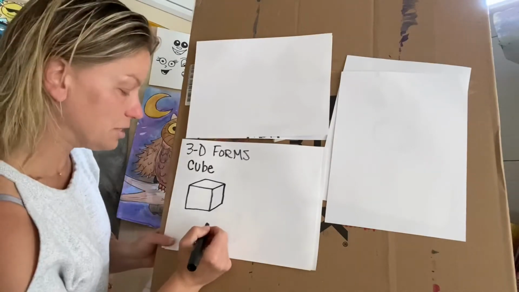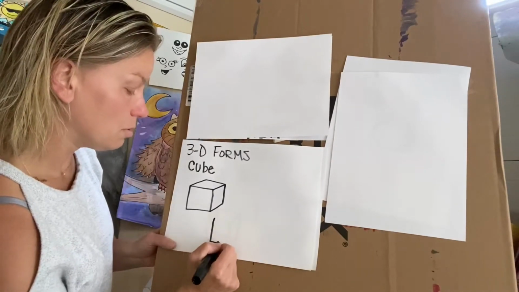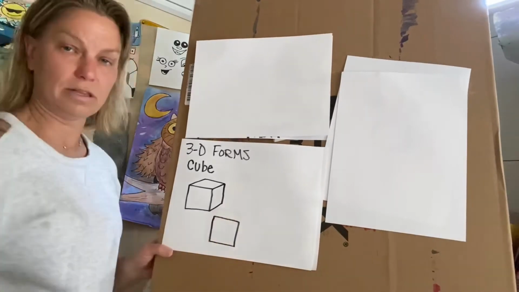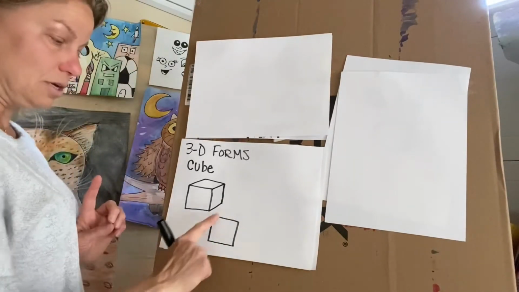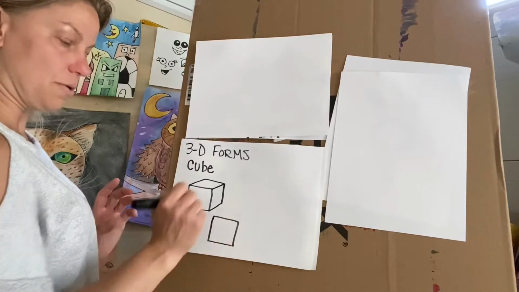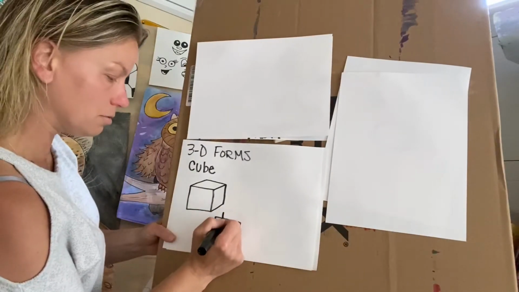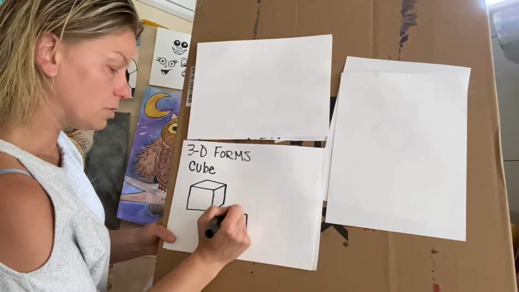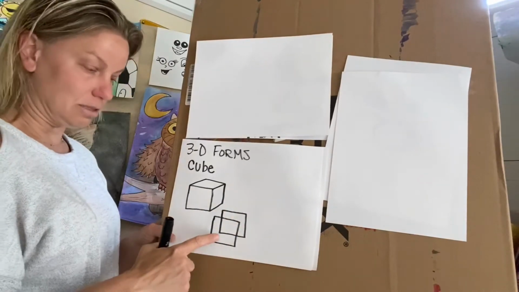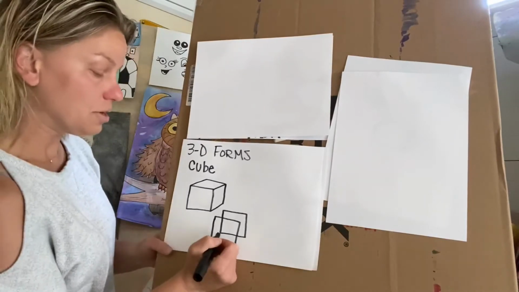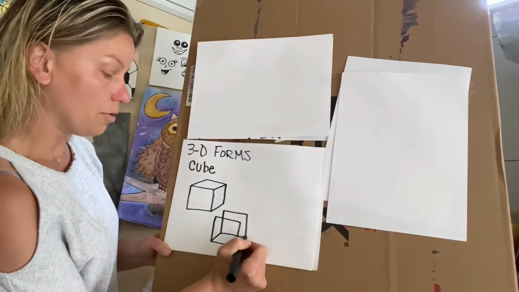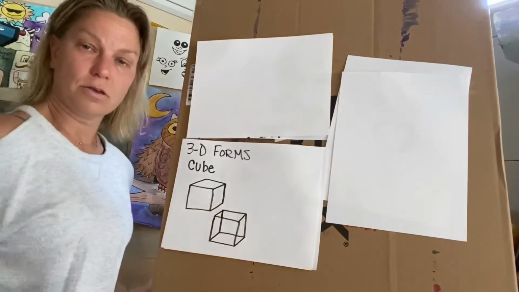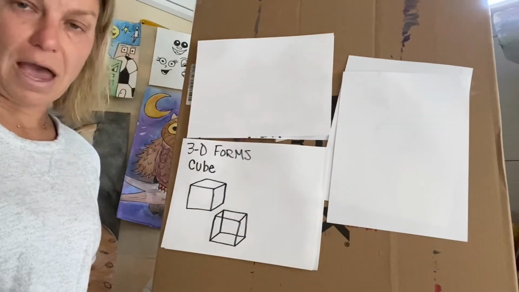So I'm gonna make a transparent cube by making another square. That's the shape it starts with. Now I'm going to put another square behind it. So it's going to go up and over to the right a little bit. So in this square, this is the back, this is the front, and you can see it. And you're going to connect all your corners like this with diagonal lines. So that's a 3D transparent cube.